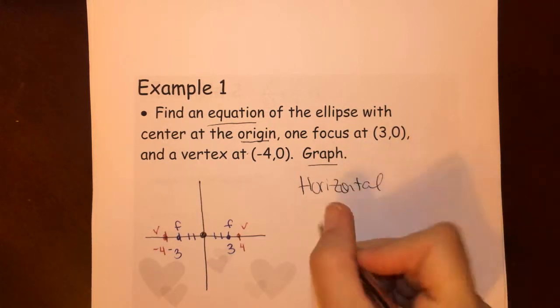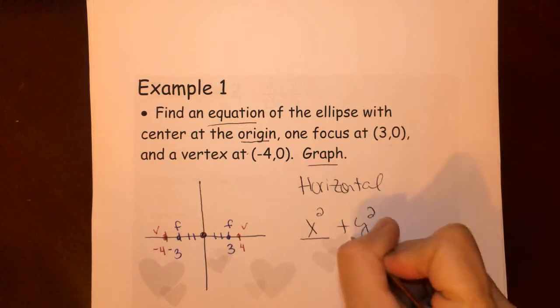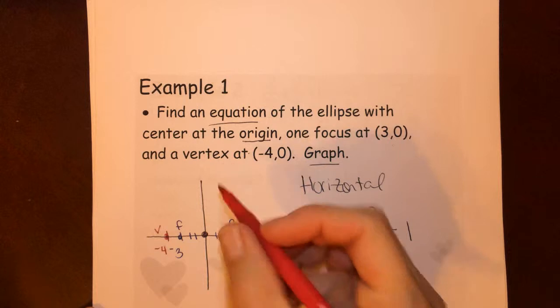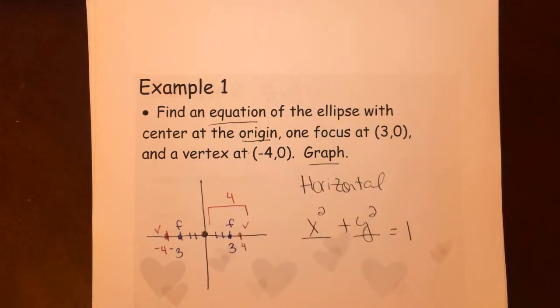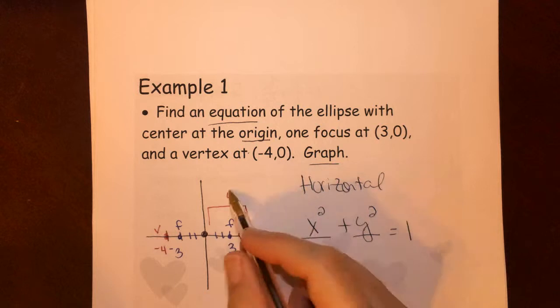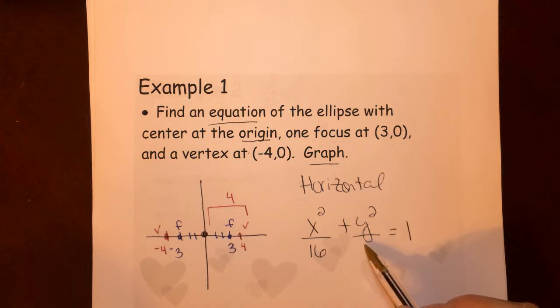And I know I don't need parentheses, so I'm going to have x squared over something plus y squared over something equals 1. I know a is the distance from the center to the vertex. So this distance from here to here is 4. And a is going to go under the x because it's horizontal. But it's not a under here, the formula said it's a squared. So 4 squared is 16. Right here is where my b squared goes.